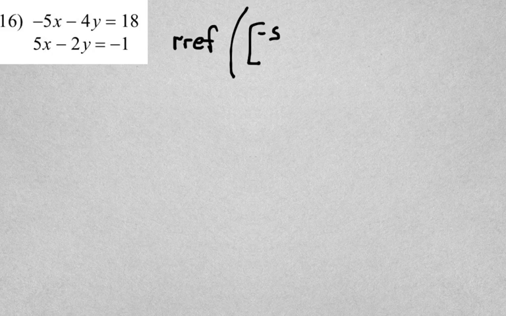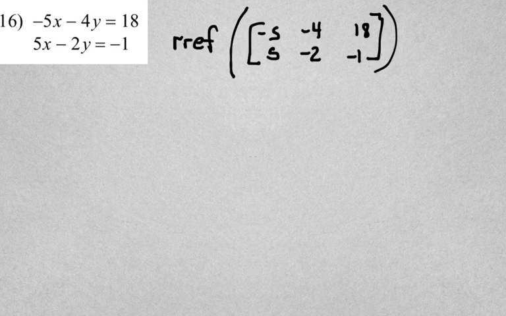So let's go to the next one. Same idea. I'm going to go ahead and use the calculator reduced row echelon form because it's the most efficient way to do it. So like if I was on the ACT or SAT and I was needing to solve a system of equations, I would go to the reduced row echelon form. And so again, -5, 5, -1, -4, -2, 18, -1.